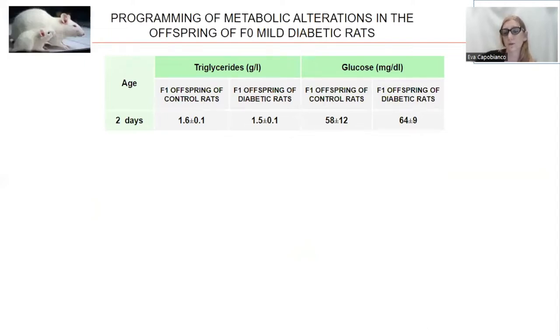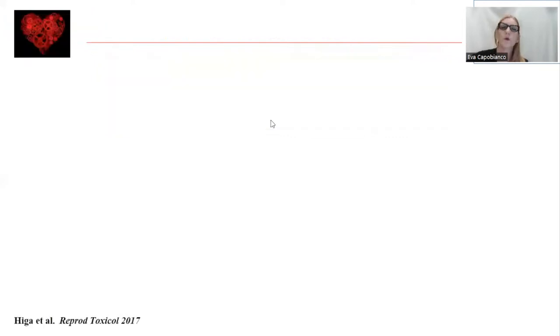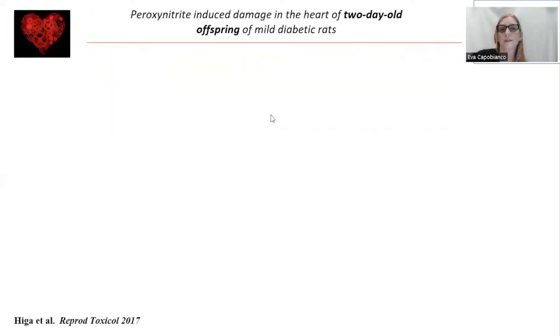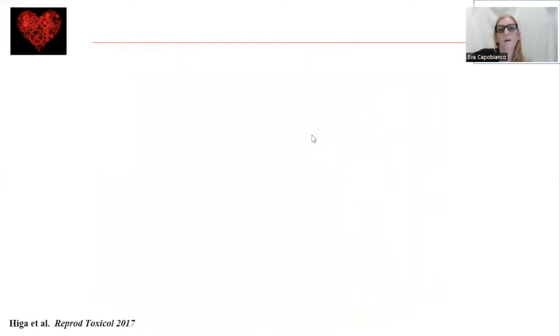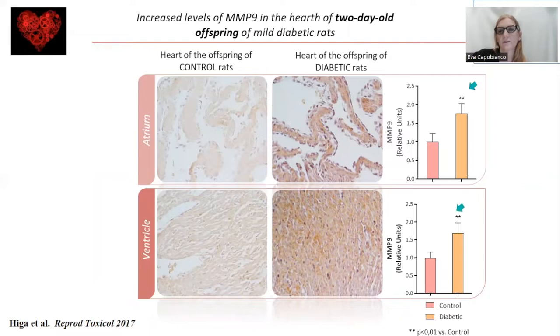Although at 2 days of age the offspring of diabetic rats seem to be similar to controls, we found in the heart of this 2-day-old offspring an increase in the levels of nitrotyrosine. Nitrotyrosine is a marker of peroxynitrite-induced damage that we can observe in the atrium and ventricle of the offspring of diabetic rats. We also observed increases in the levels of matrix metalloproteinase 9 as a marker of inflammation, also in the atrium and ventricle from the hearts of the offspring of diabetic rats.